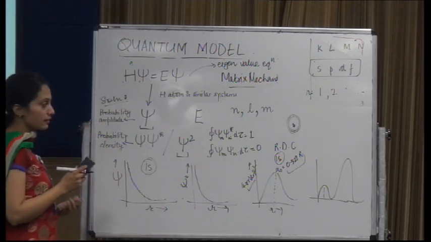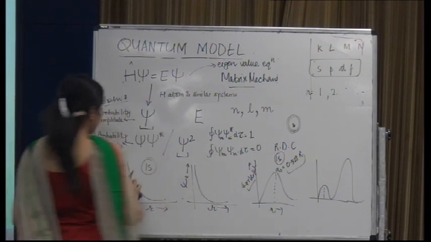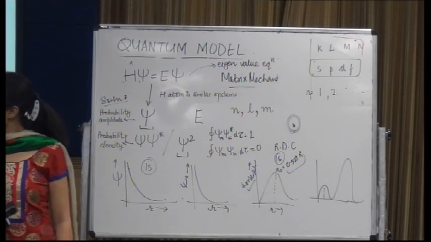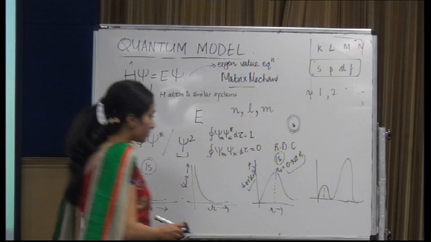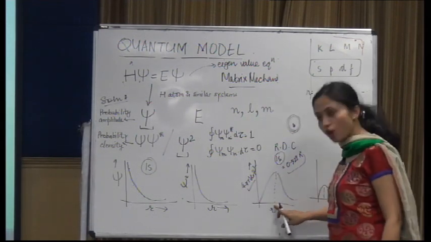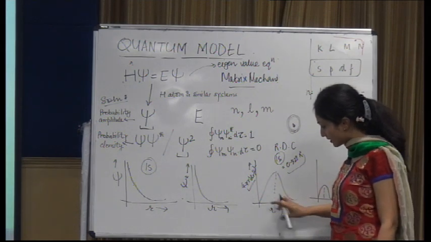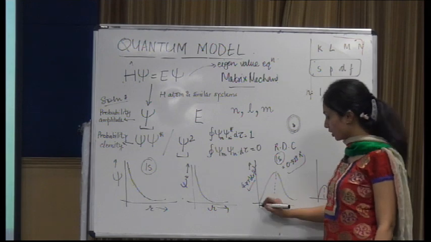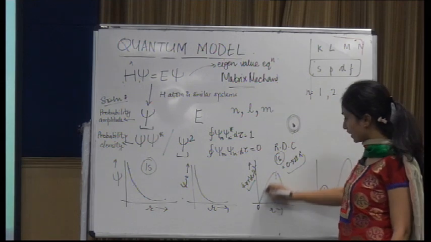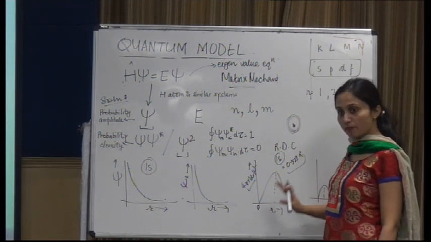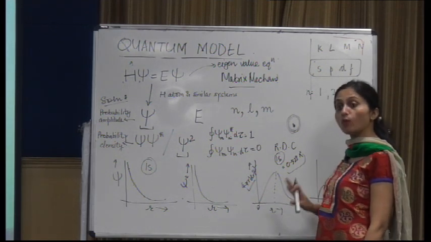Clear with this? Yes. The maximum probability is at this value of r. Okay. This value of r would mean that the maximum probability is at some distance from the nucleus. Because this was 0, and 0 means it is right here. So if the value of r is at some distance from it, it means the maximum probability of finding the electron is not at the nucleus but at some distance away from the nucleus for 1s.